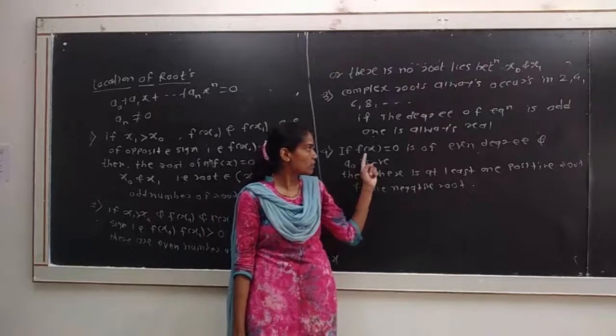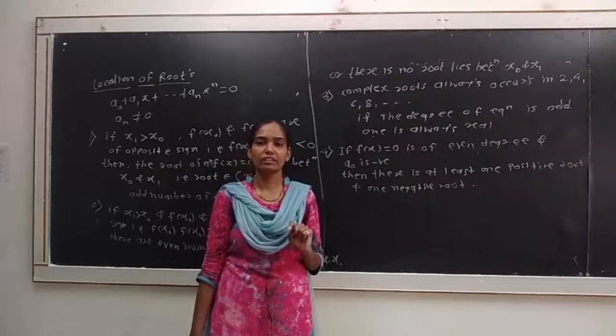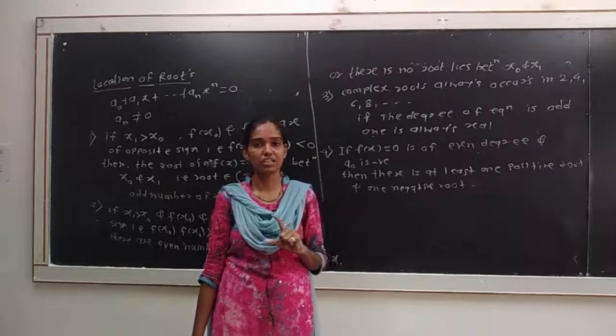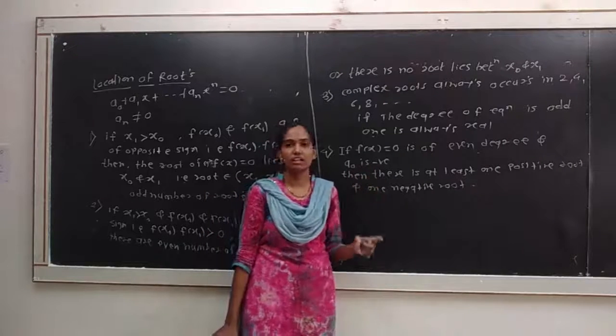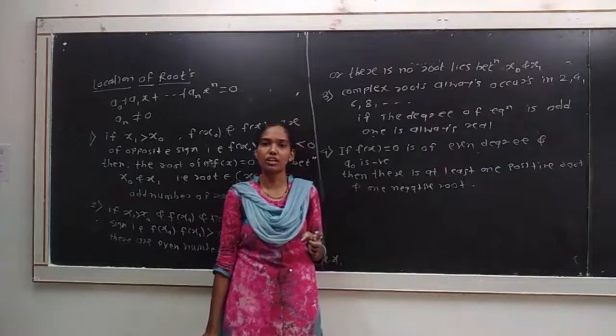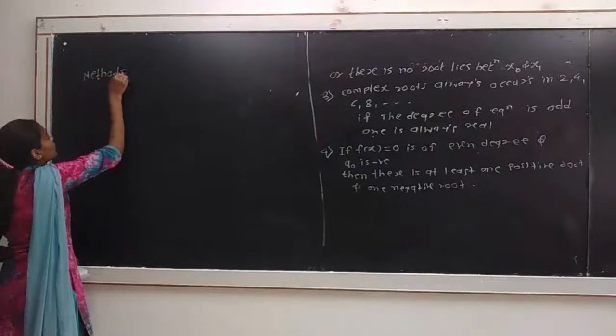And the last one: if f of x is equal to 0 is of even degree and a0, that is the constant term, is negative, then there is at least one positive root and one negative root.